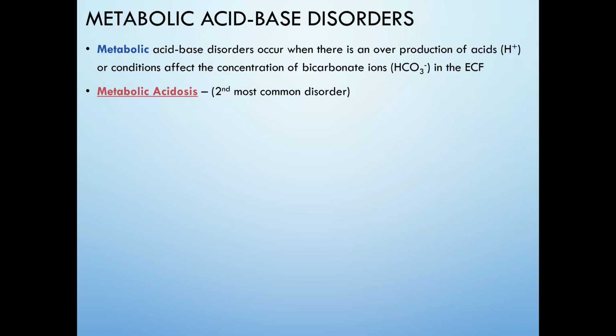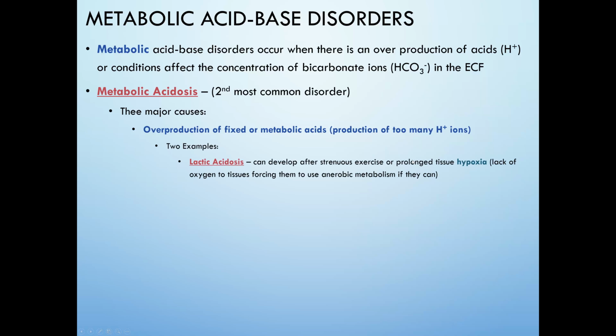So the first type of metabolic acid-base disorder is metabolic acidosis. This is the second most common disorder behind respiratory acidosis. Notice your two acidosis disorders are the most common because remember, we are always fighting against acidosis because our bodies naturally produce more acids. There are three major causes for metabolic acidosis. The first one is an overproduction of fixed or metabolic acids, and so this would be basically a production of too many hydrogen ions. Two examples.